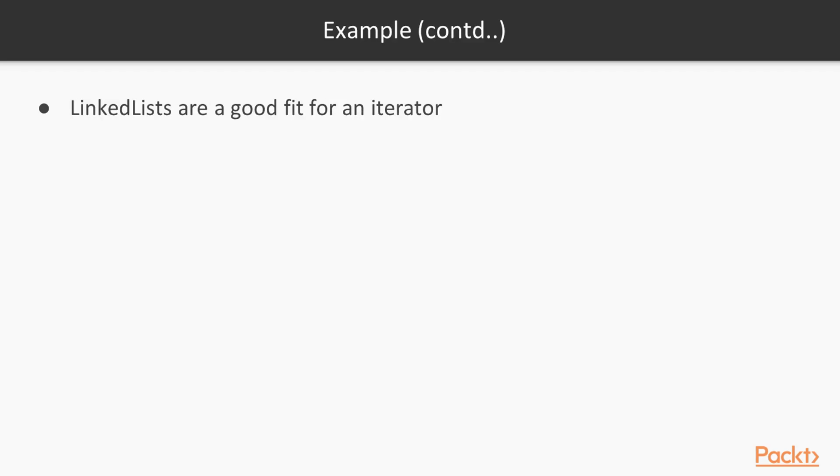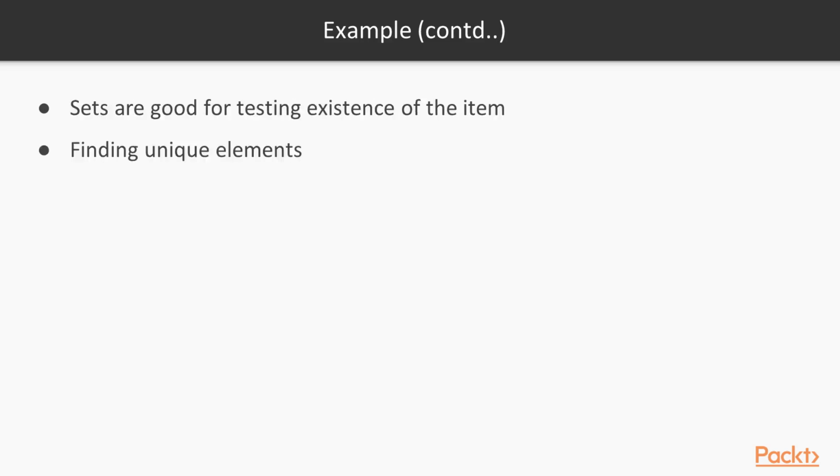But for example, if you know that you are just inserting items in the list and it's just going to be iterated, and the items are not going to be accessed by the get method, then maybe you should go with the LinkedList. And sets are good for testing existence of an item and finding unique elements in a list. You could take a list, add all of its items to a set, and you know that in the end you will have just unique elements there.